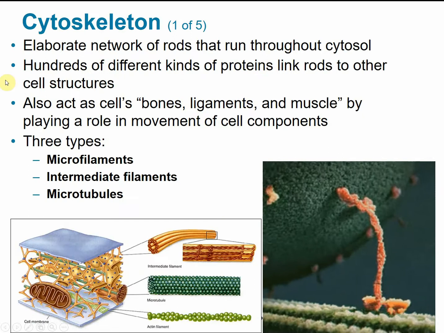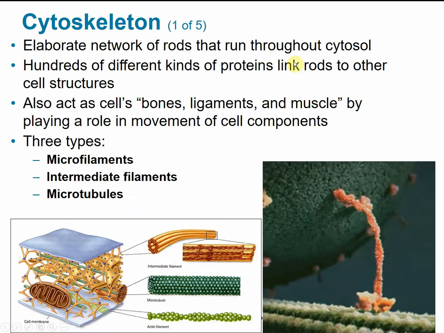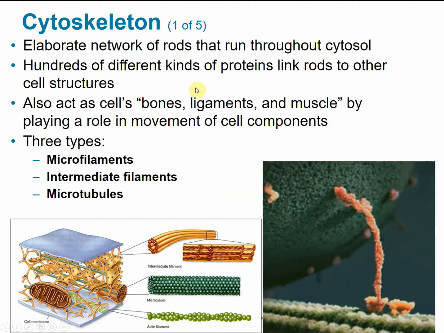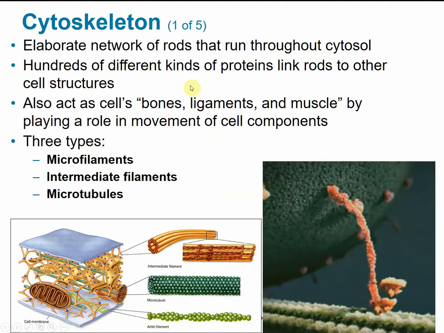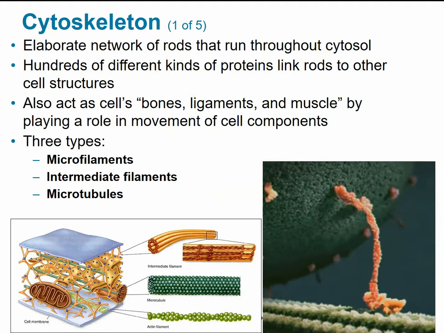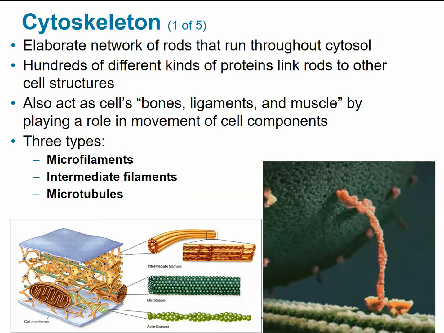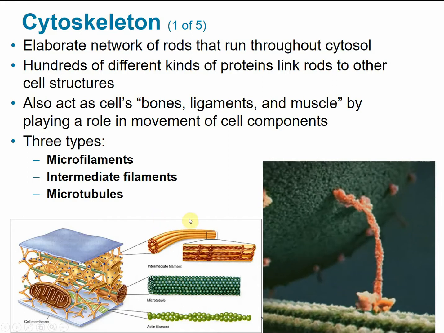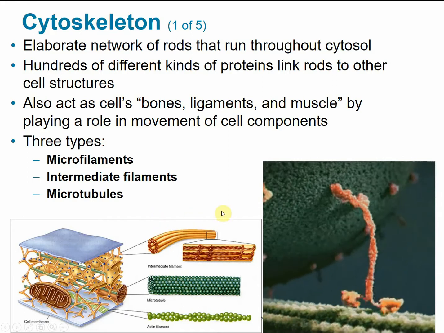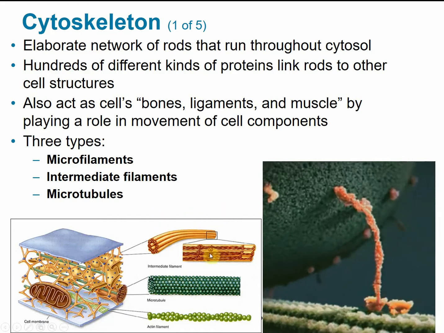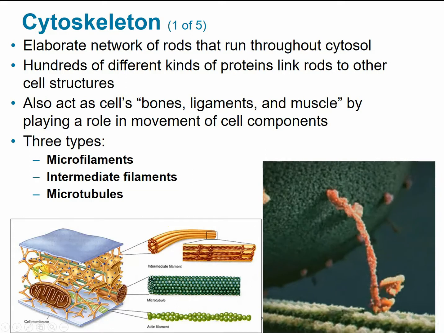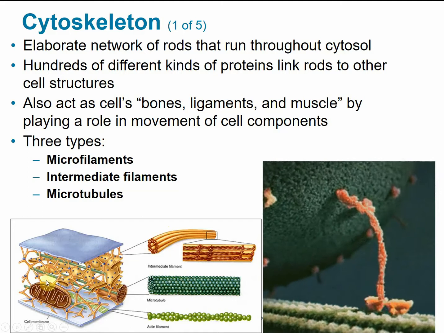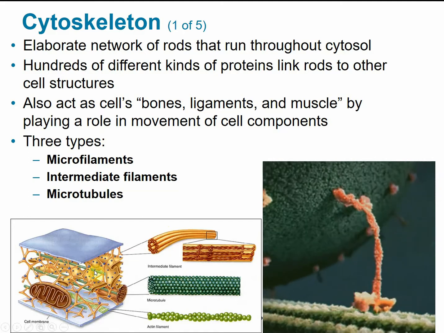The cytoskeleton is an elaborate network of rods and protein filaments that run throughout the cell in the cytosol. Hundreds of different types of proteins will link these rods to other cell structures. You can think of these kind of like the bones and ligaments and muscles of the actual cell body. There's three main types of molecules associated with the cytoskeleton. The intermediate filaments are kind of like the basic framework and scaffolding of the cell. Your microtubules are kind of like the connection points, the bridges and the highways.